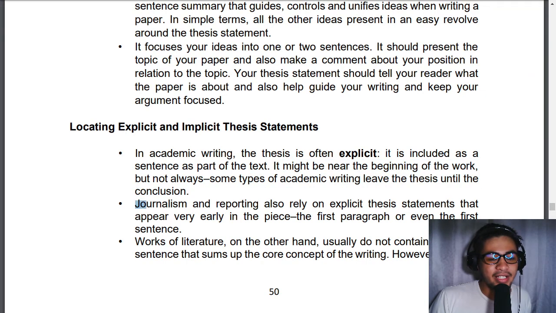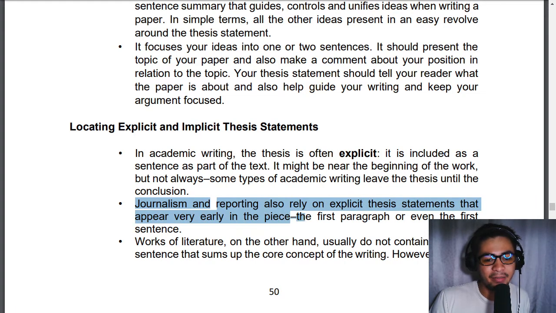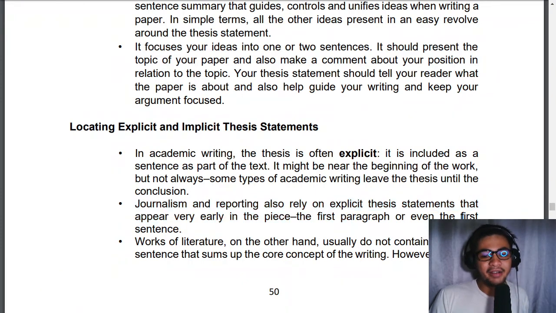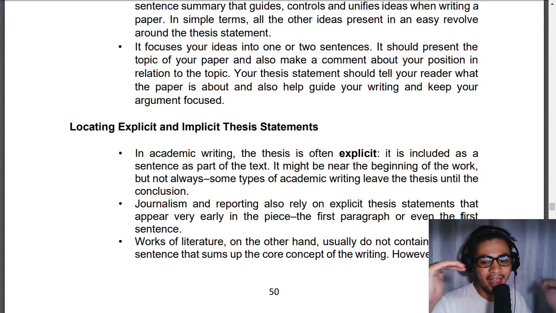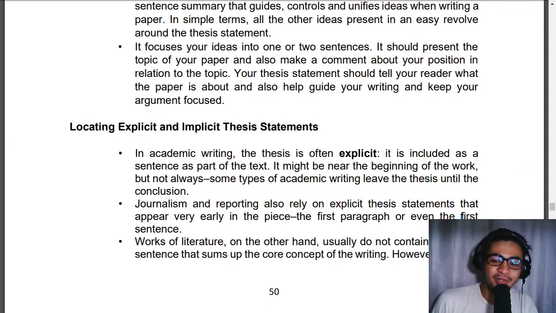Next is journalism and reporting also rely on explicit thesis statements that appear very early in the piece, the first paragraph or even the first sentence. Muna na siyang giingon nga, it could be the first paragraph or it could be the first sentence, basta anywhere in introduction or the early body. Dili siya pwede sa conclusion, pero pwede kaayo siya sa introduction. It's because it is the guide.